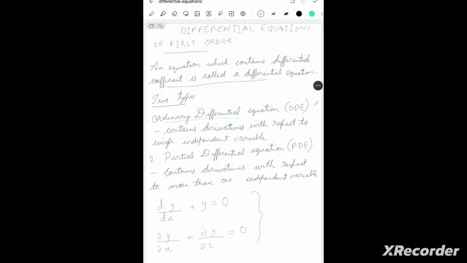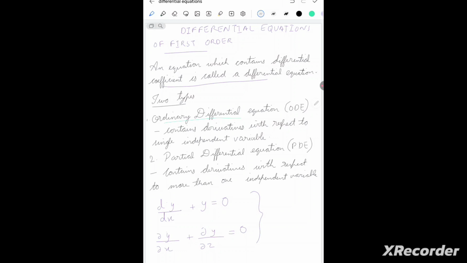Hello friends, today we are going to learn about differential equations of first order. An equation which contains differential coefficient is called a differential equation. The two examples are given below. dy by dx plus y is equal to 0.